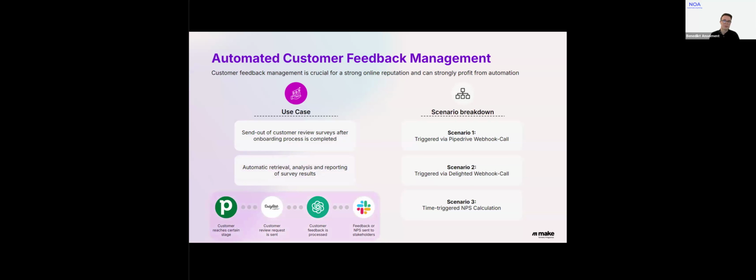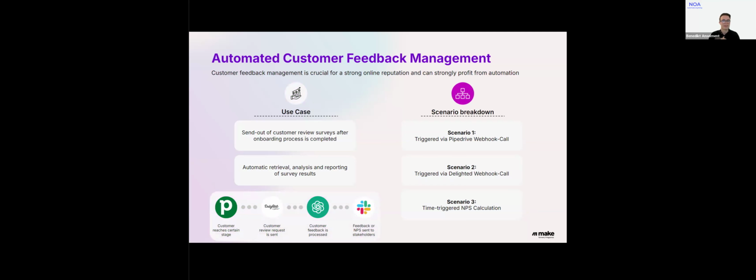To demo and automate this process, we will connect the following tools with Make. First, we have Pipedrive, which is our CRM. Second, we have Delighted as our go-to tool to create and send out customer surveys. Then we have the OpenAI API to analyze the feedback after we collected the survey results. And last but not least, we have Slack to share the results with customer care.